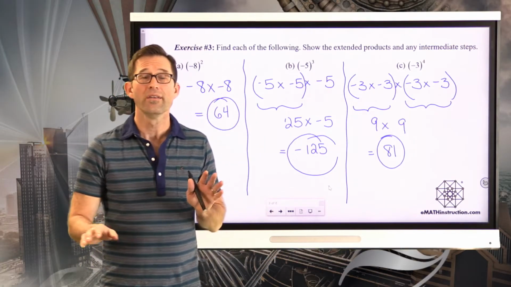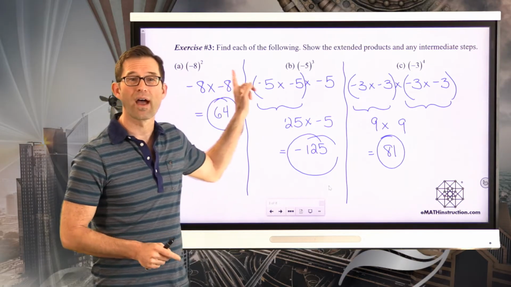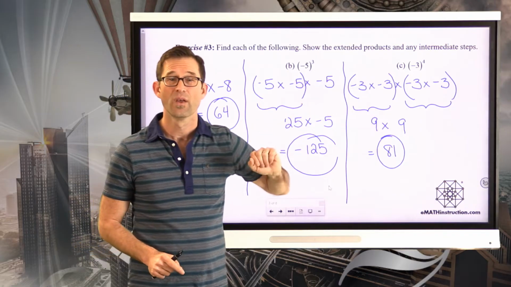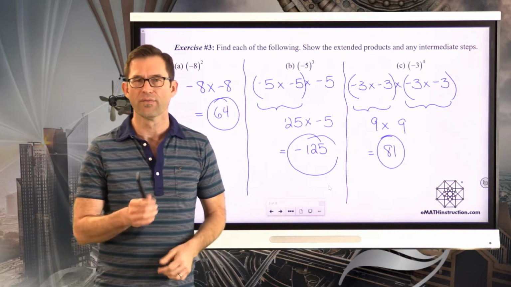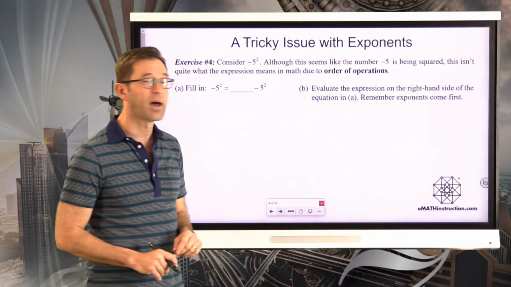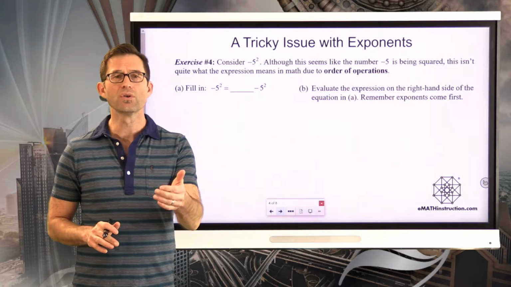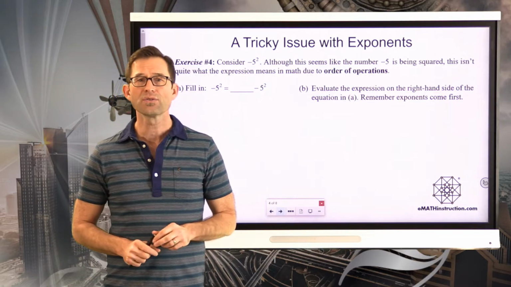So it's kind of cool. Negatives and positives, when it comes to multiplying, get wrapped up in sort of how many times we multiply them with exponents. So now let's look at kind of a weird situation that comes up with negative numbers and exponents. And this can throw a lot of students off. Thankfully, we don't have to deal with it too much at this level, but it's something that it's good to have pointed out to you right from the get-go. Exercise number 4.